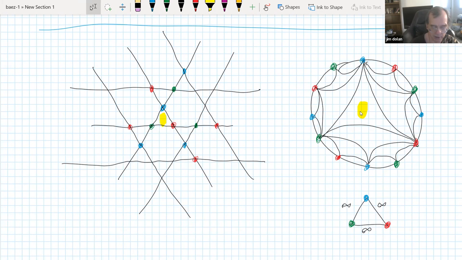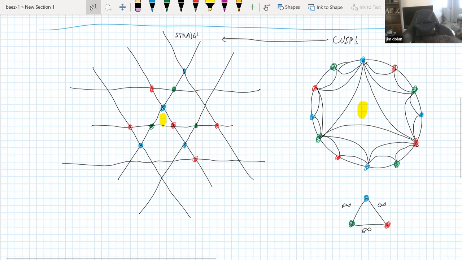There's a correspondence between the abelianized thing on the right and the thing on the left. The correspondence goes like this: the cusps over here go to the straight lines over here, and the edges between cusps, since every edge goes between two cusps, correspond to intersections between straight lines.